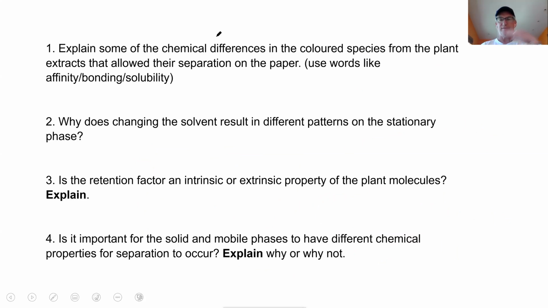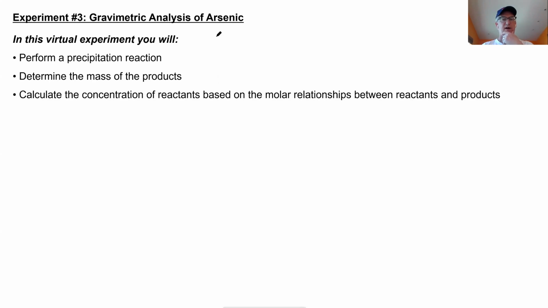Why does changing the solvent result in different patterns? Is the retention factor an intrinsic or extrinsic property? Explain some of the chemical differences. I think we know what the chemical differences are now. Let's look at the third. Are there any other questions about experiment 2?